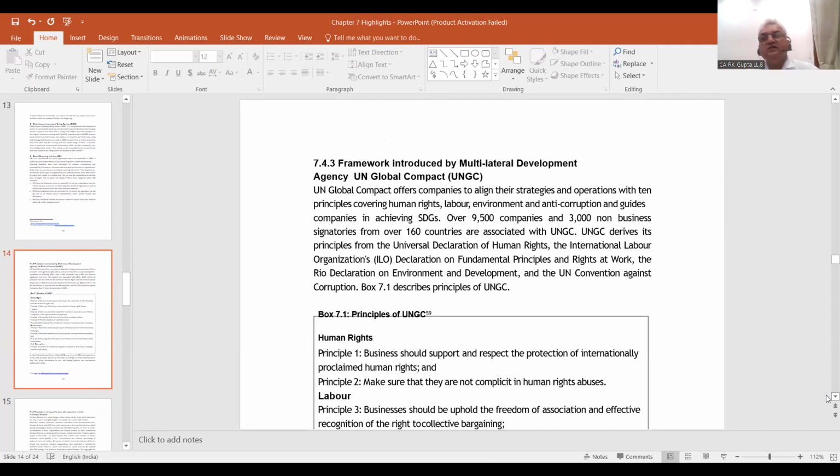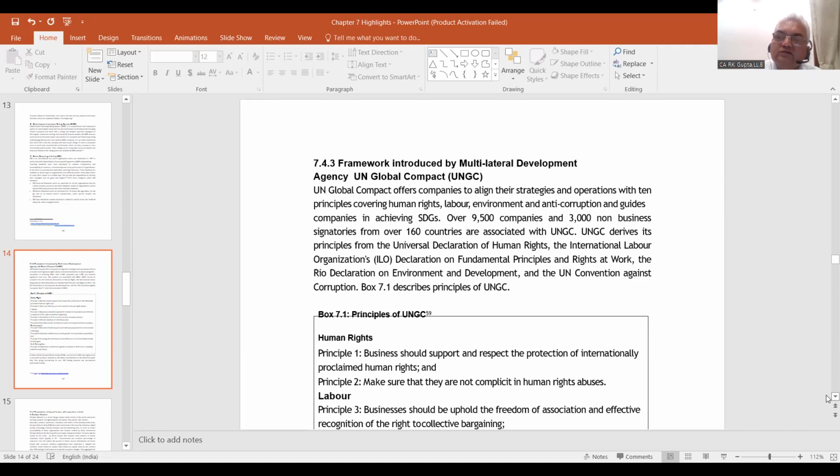उसके बाद में आगे ये फ्रेमवर्क इंट्रोड्यूस्ड बाय मल्टीलेटरल डेवलपमेंट एजेंसी UN ग्लोबल कॉम्पैक्ट UNGC. ये UN ग्लोबल कॉम्पैक्ट इट ऑफर्स कंपनीज टू अलाइन देयर स्ट्रेटजीज एंड ऑपरेशंस विद 10 प्रिंसिपल्स. इनके 10 प्रिंसिपल्स हैं कवरिंग ह्यूमन राइट्स, लेबर, एनवायरनमेंट एंड एंटी करप्शन एंड गाइड्स कंपनीज इन अचीविंग सस्टेनेबल डेवलपमेंट गोल्स. तो ये क्या है, ये है UNGC UN ग्लोबल कॉम्पैक्ट. So it offers companies to align their strategies and operations with 10 principles covering human rights, labor, environment, and anti-corruption, and guides companies in achieving SDGs.